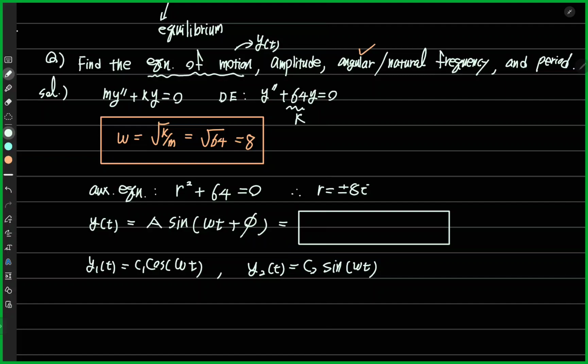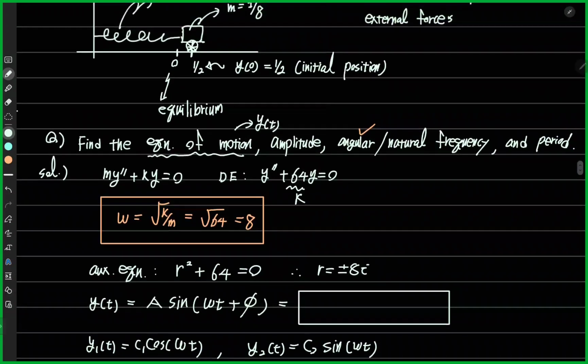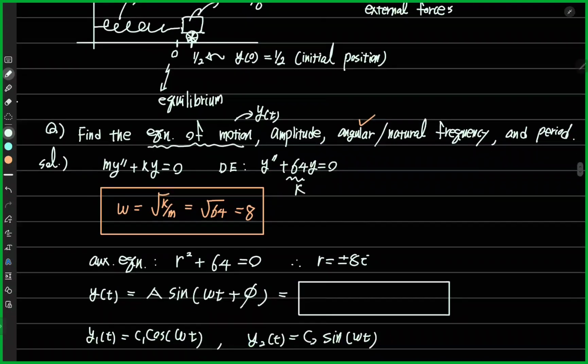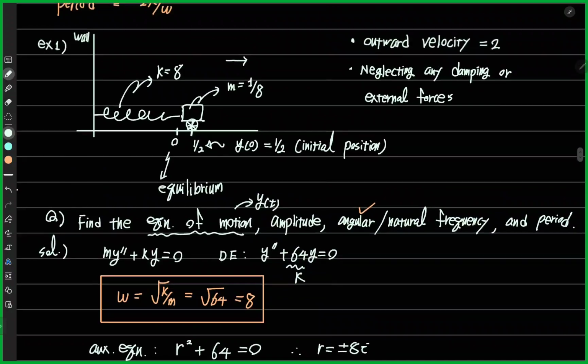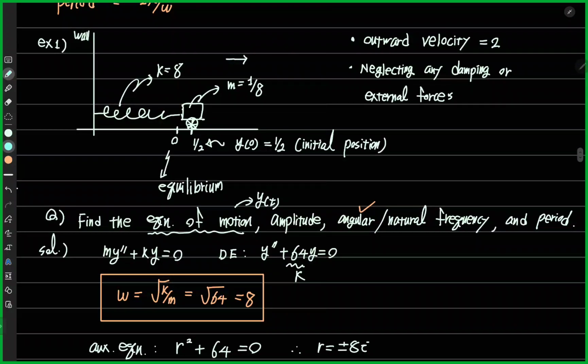So to figure out c1 and c2, we need to use the initial condition. So what's the initial condition? Right there. y of 0 is 1/2, and y prime of 0 is what? 2.